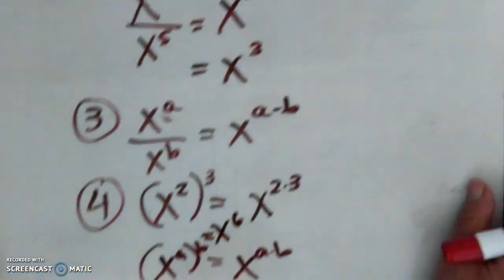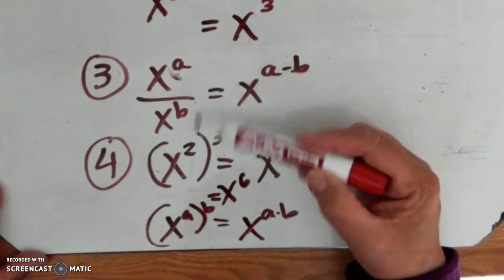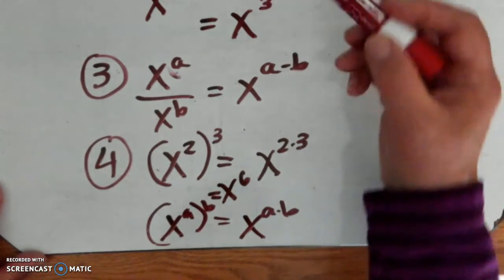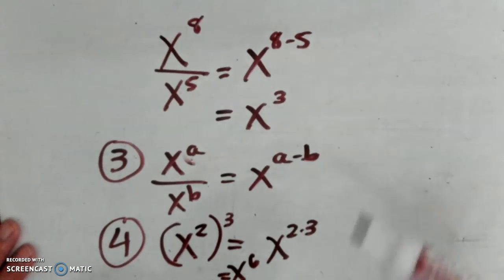The third rule is if I have an expression that has the same bases and they're being divided and they have exponents, I can subtract those. So if you notice this example up here, I had x to the 8th divided by x to the 5th, and I subtract those, it becomes x to the 3rd.